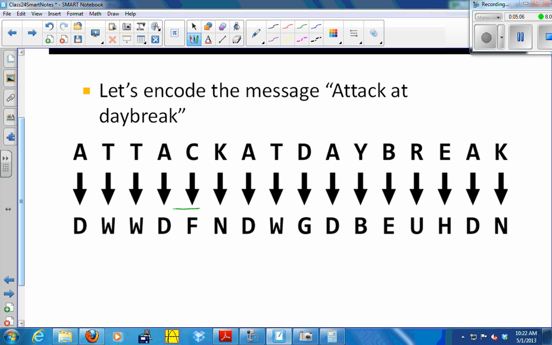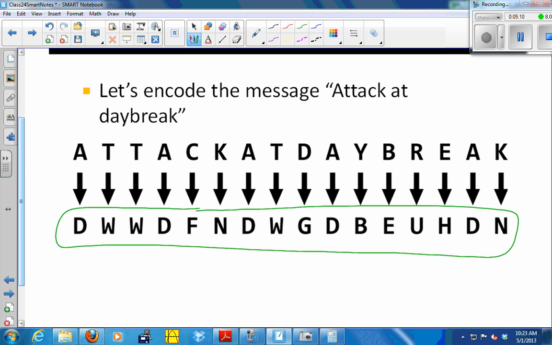And we get this message that looks like junk, right? It makes no sense at all. That's the whole idea. We want to take a message, make it look like junk so that other people can't figure out what it says.